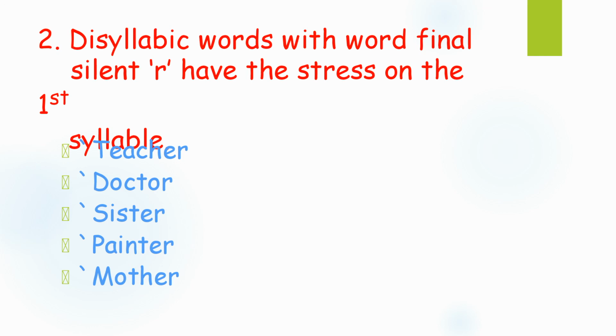Now doctor. Dock, one syllable, taw, two syllables, ending in R, that is a silent R. So stress should be on the first syllable. What is the first syllable? Dock. Now say it stressing the first syllable: doctor, doctor. Don't say it with stress on the second syllable. Say after me, doctor. She is a doctor.